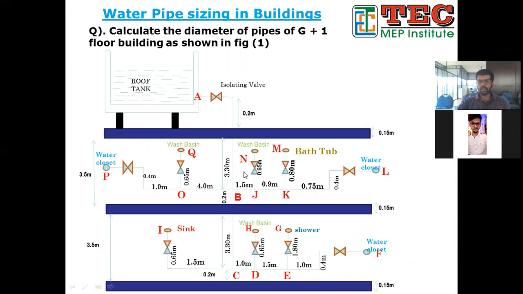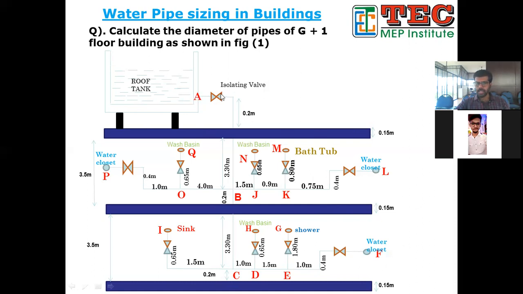To find out the head, this length is very important. You can see this height. Here you can imagine this is the ground floor, this is the first floor, and this is the roof. Above the roof we have kept the offset tank.